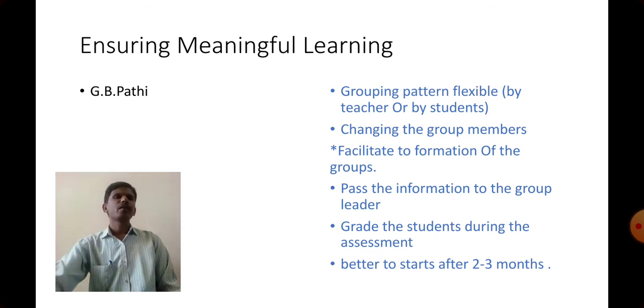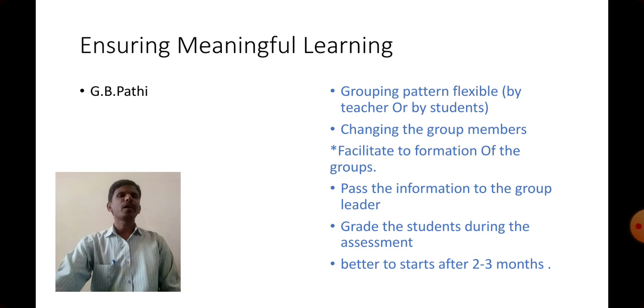The next one is grade the students during the assessment. So always the teacher has to assess or evaluate the students for awarding grades during the collaborative learning approach. The last one is better to start it after 2 or 3 months of the academic year.